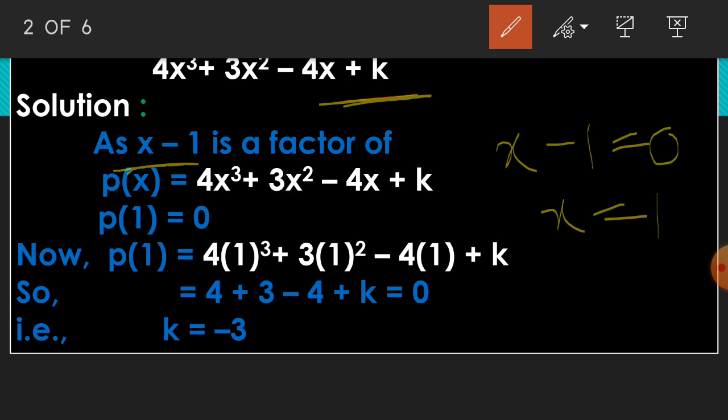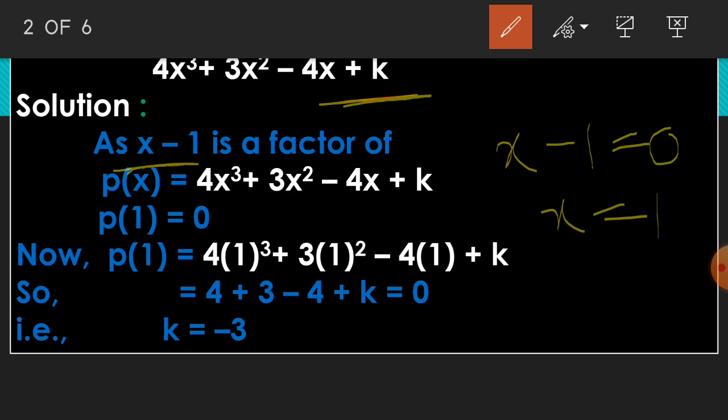But according to the question, x minus 1 is a factor of polynomial p of x. It is given. We'll take this given statement and convert it into a condition, that is p of 1 equal to 0.